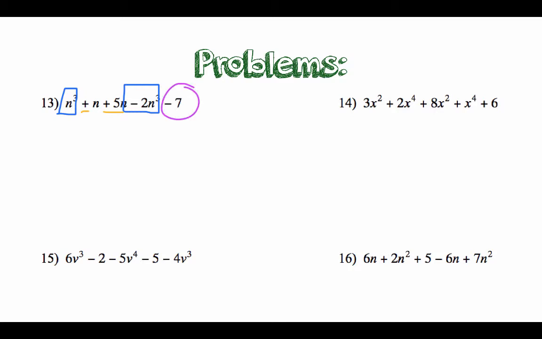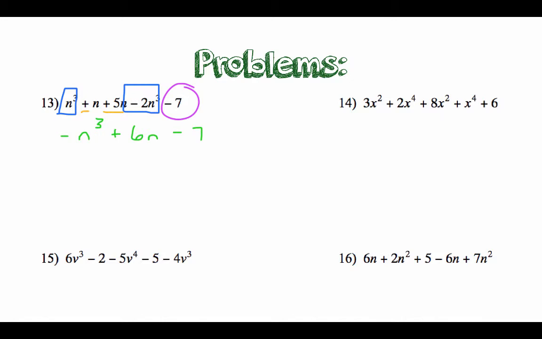So n to the third power minus 2n to the third power is going to give me negative n to the third power. A positive n plus a 5n is going to give me 6n. And I can't do anything to the negative 7, so I'm just going to bring that down. And that's your final answer. So it's a pretty quick expression. You have to make sure you do the like terms.